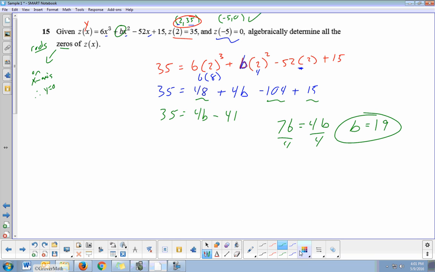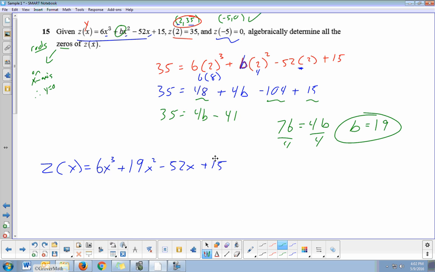Now, the question doesn't say find B. It says find all of the roots. So we have to do that. But now that we know what B is, we can continue there and go forward with that. So let me rewrite this now without B, but with 19. That means that Z of X, what this function really is, is 6x cubed plus 19x squared minus 52x plus 15. All right, and I want to know all the roots of that.